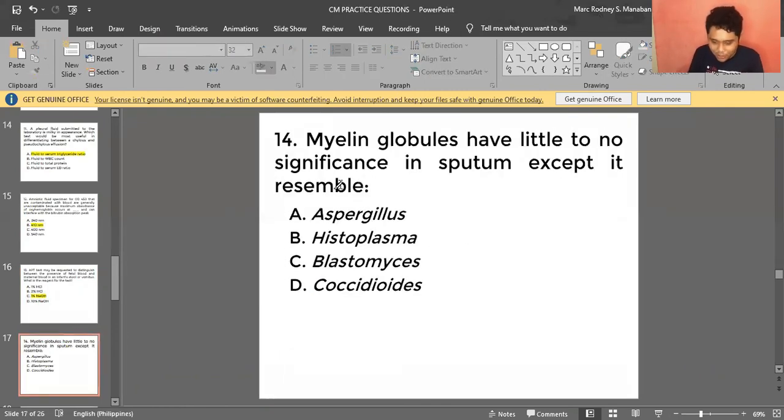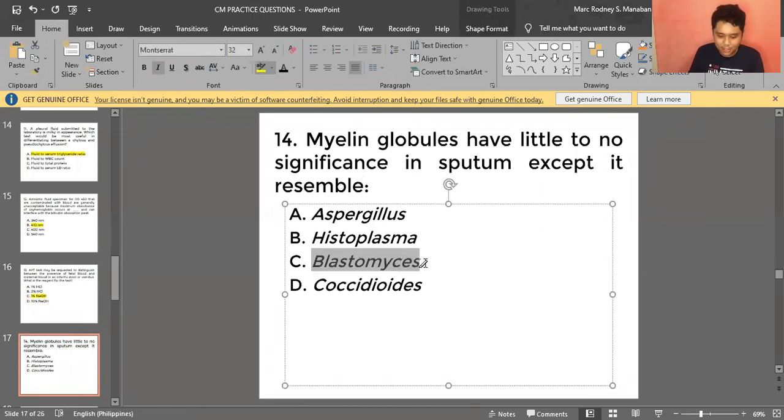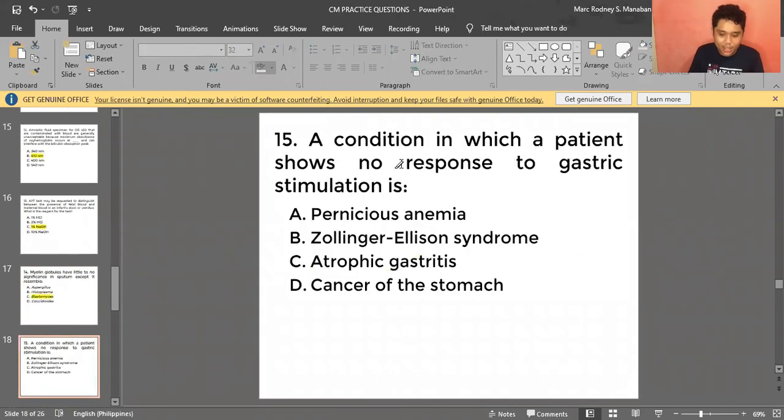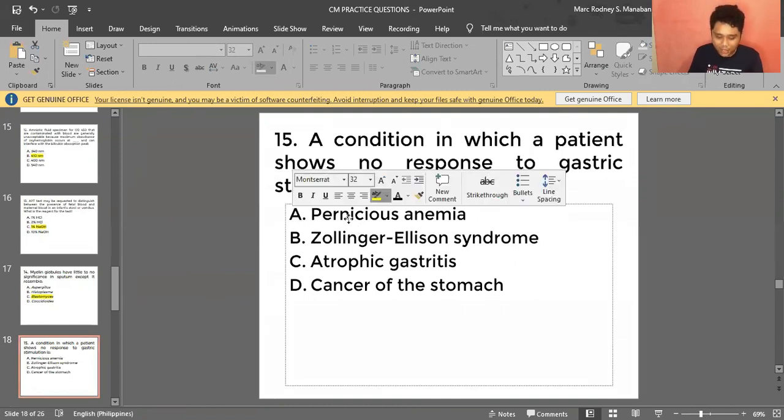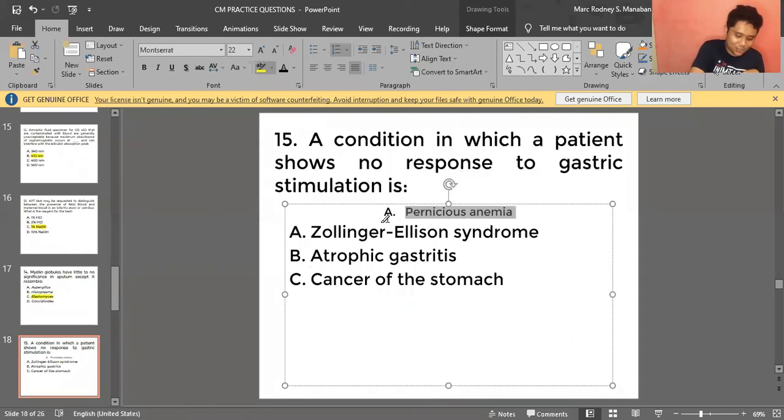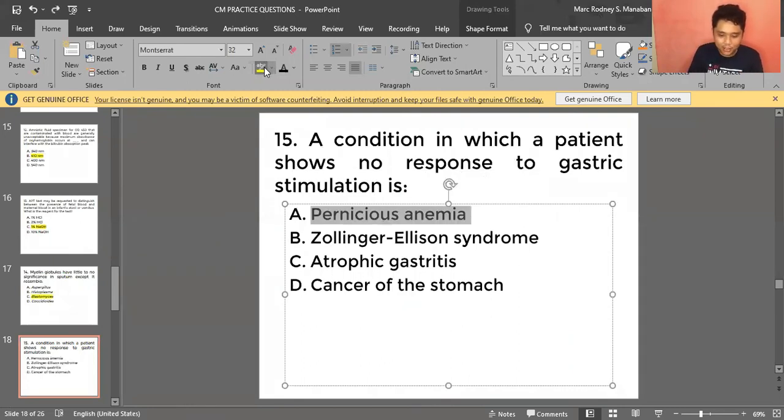Again, myelin globule sa sputum. It resembles blastomyces. Okay. Alright. Very good. Next, condition in which a patient shows no response to gastric stimulation. 0 ang basal acid output. 0 po ang maximal acid output. This is pernicious anemia. Alright, very good.